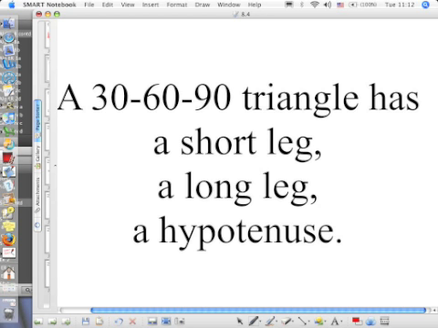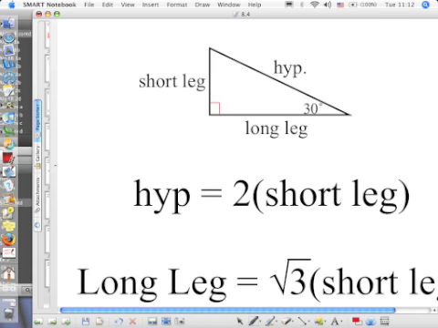I know what it is. Okay? It is a scalene triangle. But that's unimportant at this point.